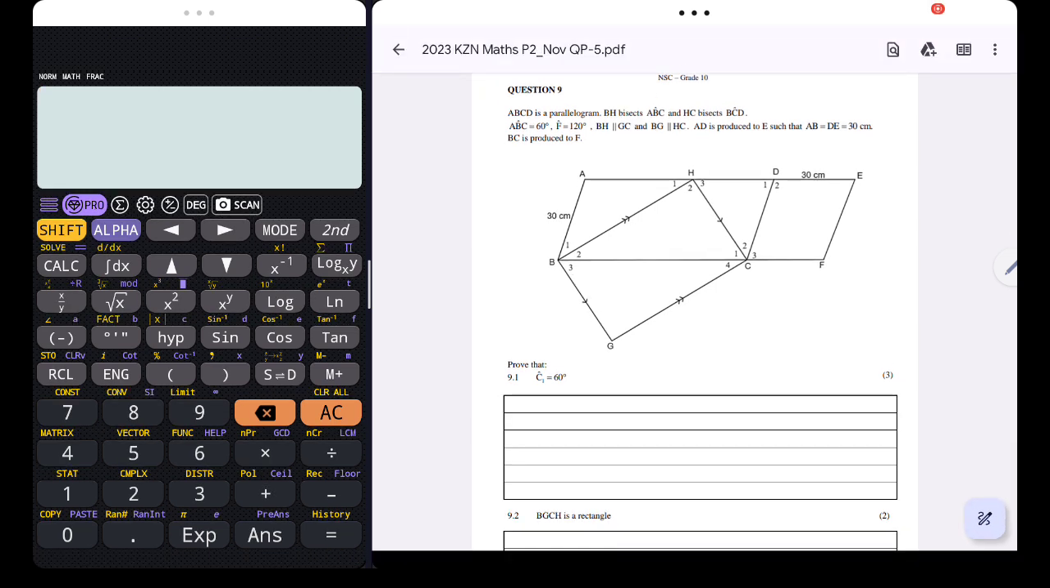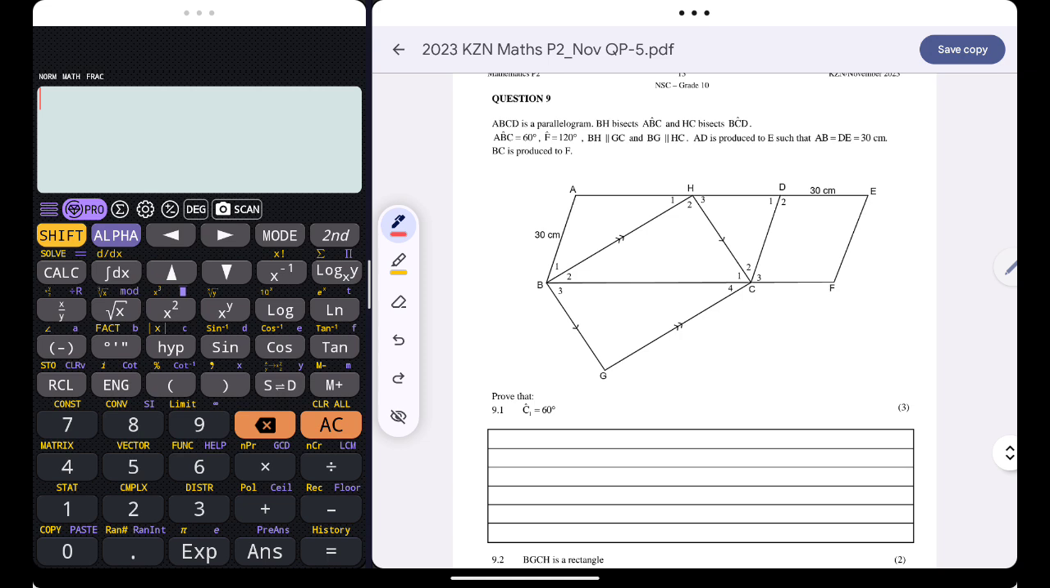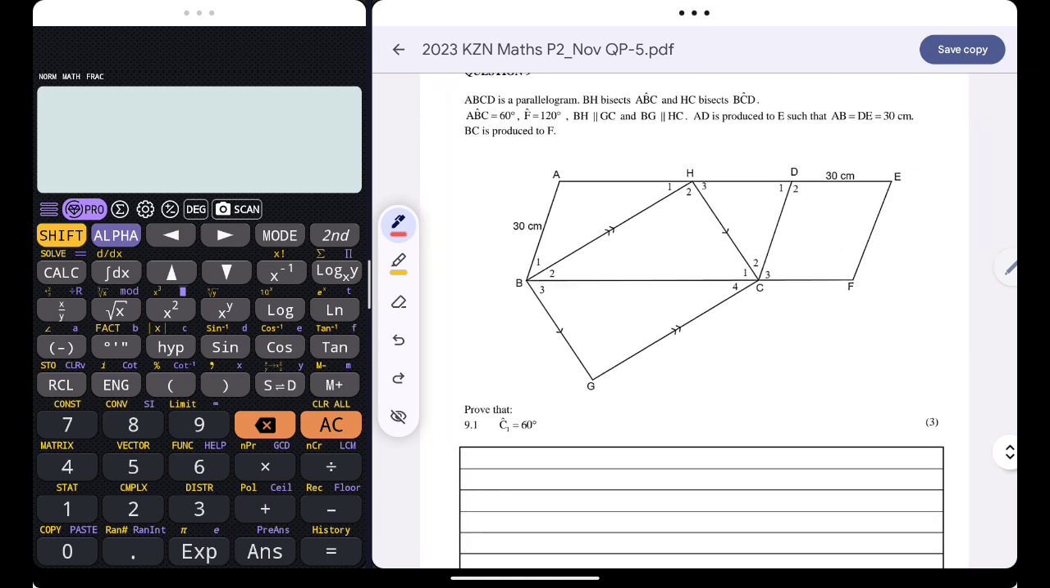Okay, we are told that ABCD is a parallelogram and BH bisects angle ABC. So this angle and this one are equal. And then HC bisects angle BCD. Also this one is equal to that one. Then we are told that angle ABC is 60 degrees.